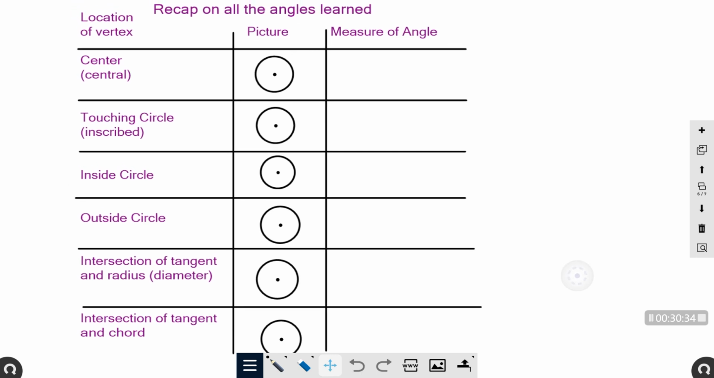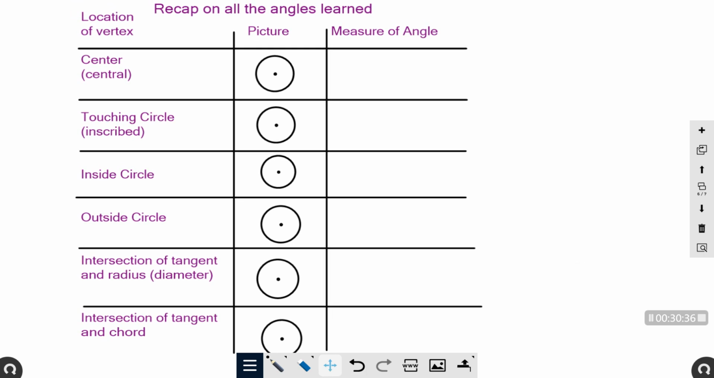So we're going to talk about the location of the vertex. We're going to have a picture, and then we're going to write down what the measure of that angle is. So I'm going to give y'all a minute or so to do that, and then we're writing the rest.